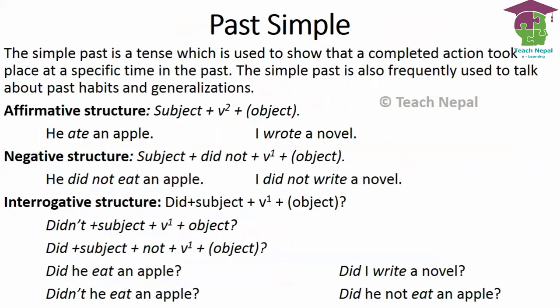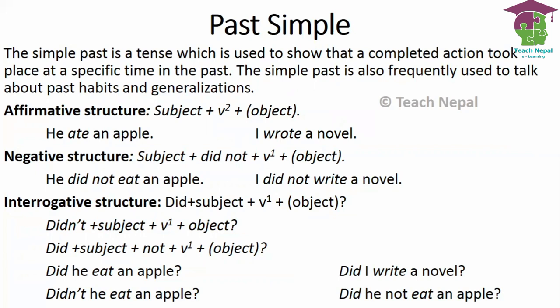Now the past simple, right? Simply it refers to the completed action in the past time, in a specific point of time. And the past simple is also frequently used to talk about past habits or generalization. In the past, we use the structure subject plus verb 2 plus object simply. He ate an apple. I wrote a novel, right? So in this way, negative is did not plus verb 1.